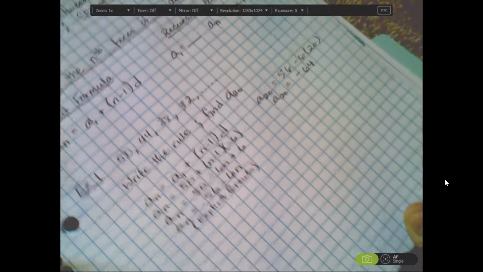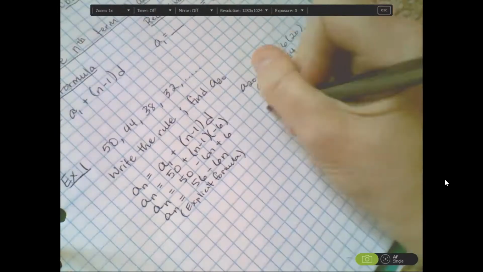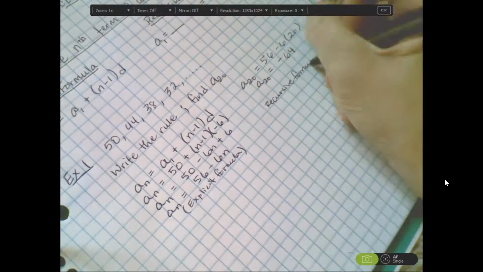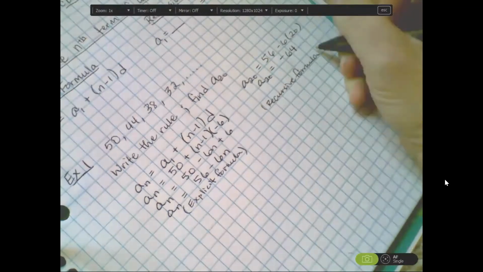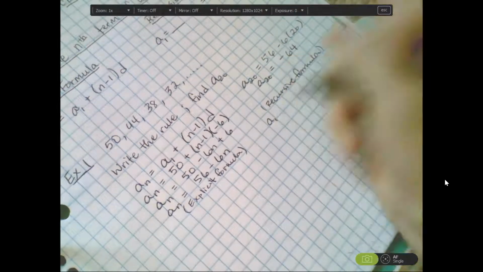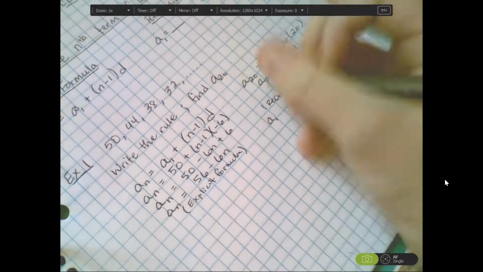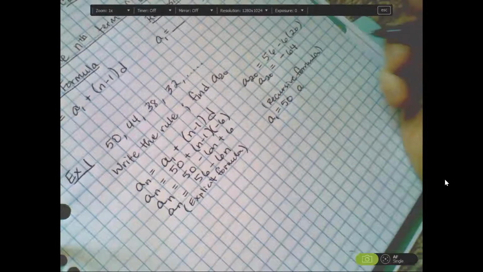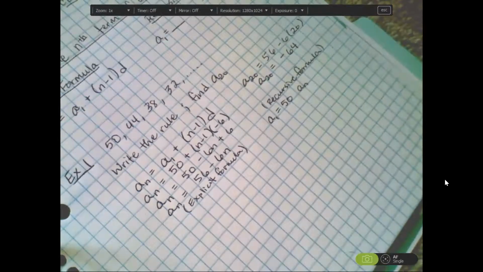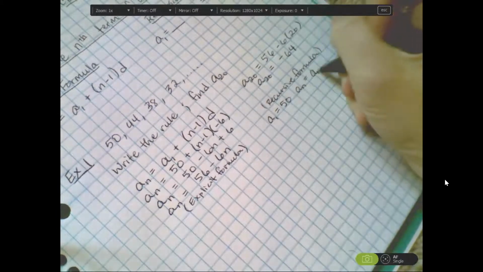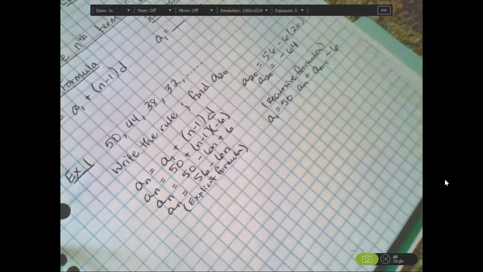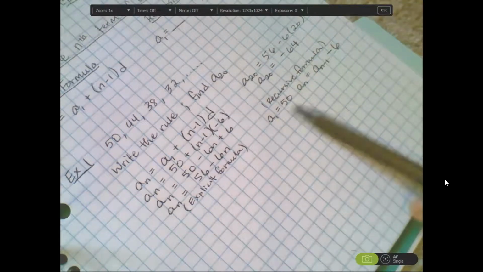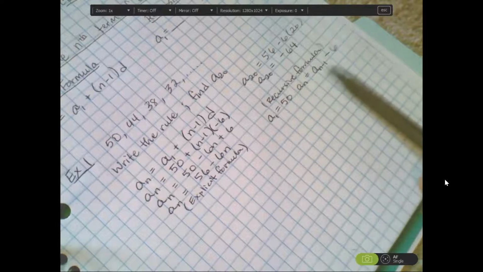So if I come back down here, if I wanted to do a recursive, I just need to state the first term. So the first term was 50. And then I need to say, okay, if I want a sub n, I just need to take the previous term and subtract 6. So this is my recursive rule or recursive formula.